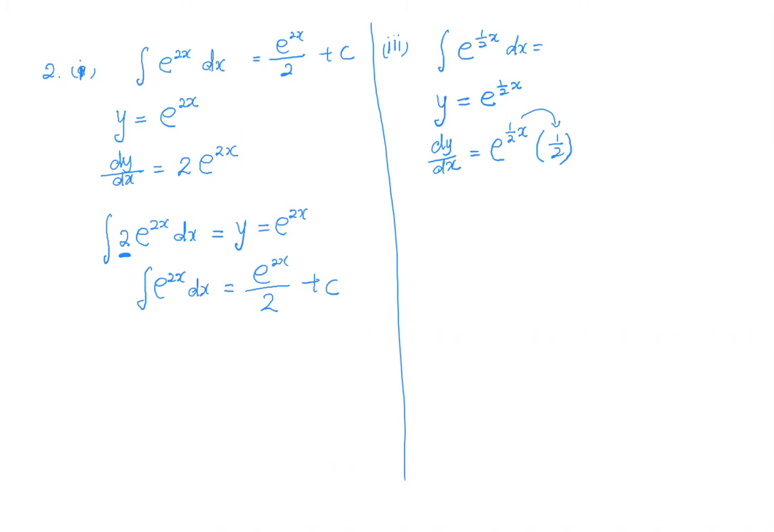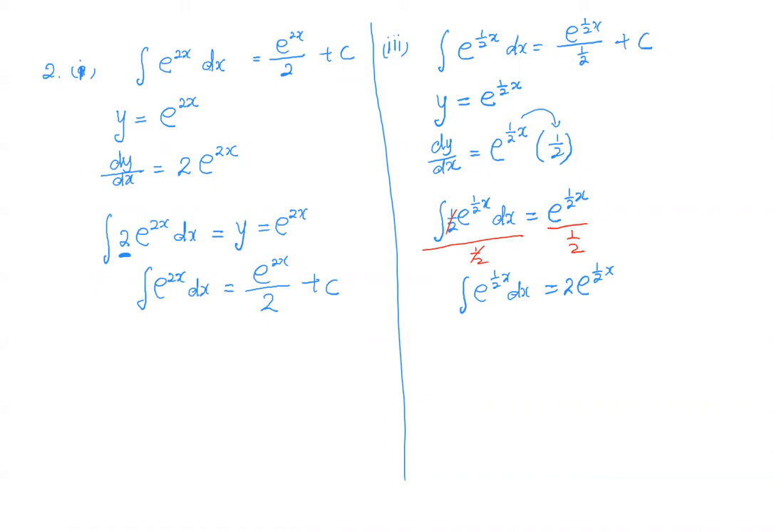Correct? So if I integrate my dy dx, I will get back my y. Am I right? So if I want to make it left-hand side, I divide by half. Right-hand side also I divide by half. Can or not? The half and this half cancel. So the integral of e to the power half x dx is equal to divide by half, which means times 2. So look, if here is half, here will divide by half.